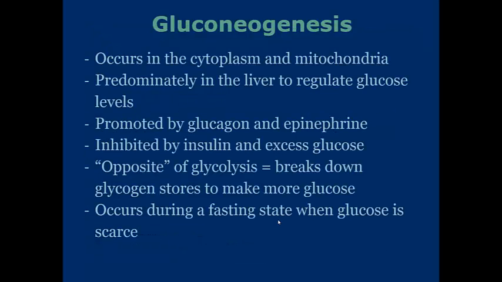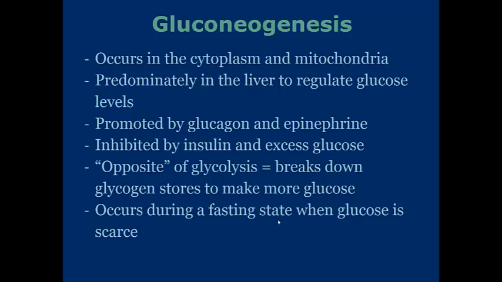Gluconeogenesis occurs in the cytoplasm and the mitochondria, and it's mostly done in the liver to regulate glucose levels. Glucagon and epinephrine will promote this, and then it will be inhibited by insulin and excess glucose via negative feedback inhibition. It's the opposite of glycolysis. It makes more glucose, and it occurs during a fasting state when glucose is scarce as well.